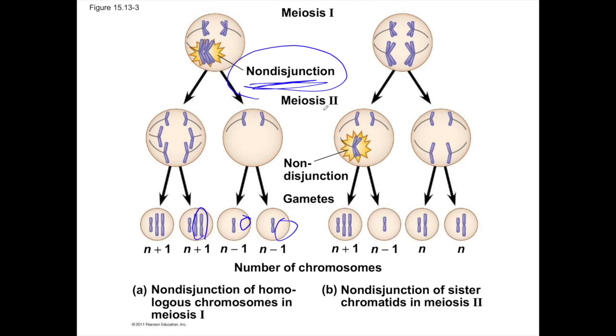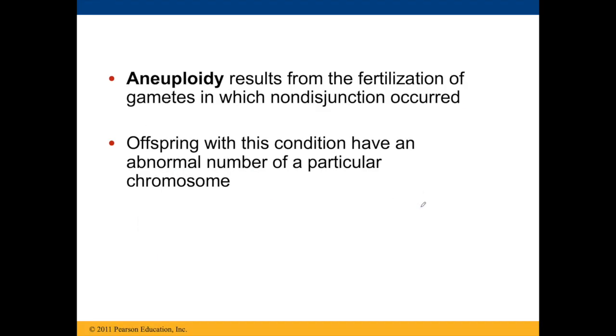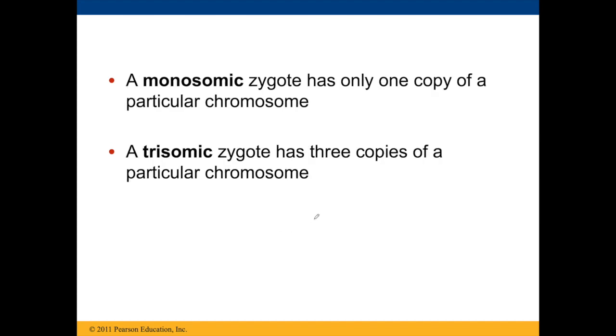Now, non-disjunction can happen during meiosis 1, when you should be separating homologous chromosomes, or it can happen during meiosis 2, when you should be separating sister chromatids. Either way, you get a gamete that has one too many or one too few of a chromosome. And that results in aneuploidy, which is when you have one too many or one too few of a particular chromosome. So a monosomic zygote, remember this prefix mono means one, has only one copy of a particular chromosome. Or a trisomic zygote, this prefix tri means three, has three copies of a particular chromosome.